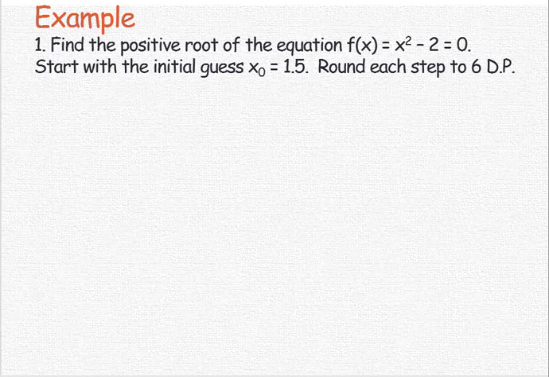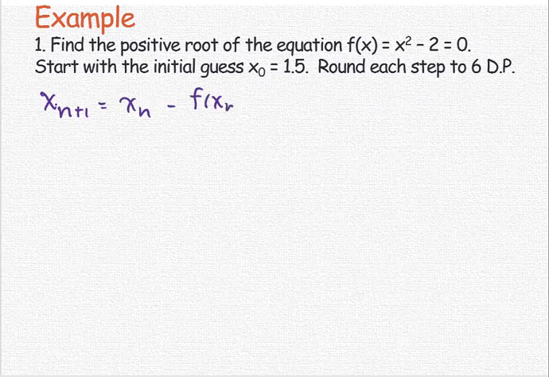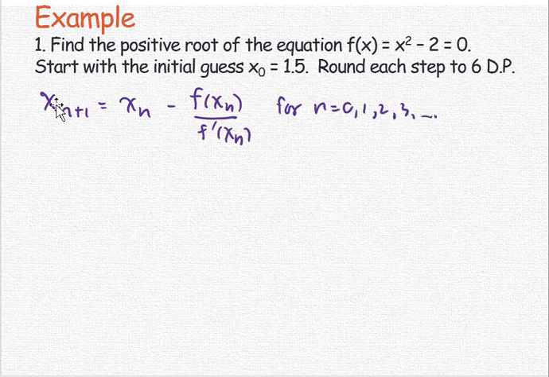Using Newton's method, we use the formula x_{n+1} equals x_n minus the function at x_n divided by f prime at x_n, for n equals 0, 1, 2, 3, and so forth.